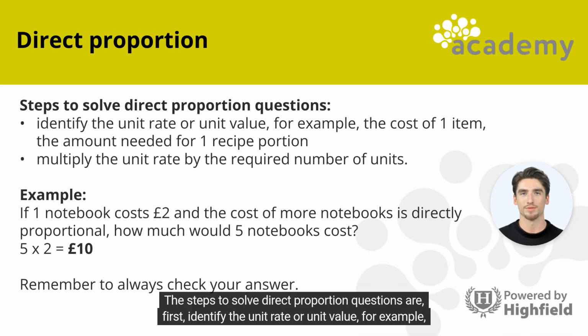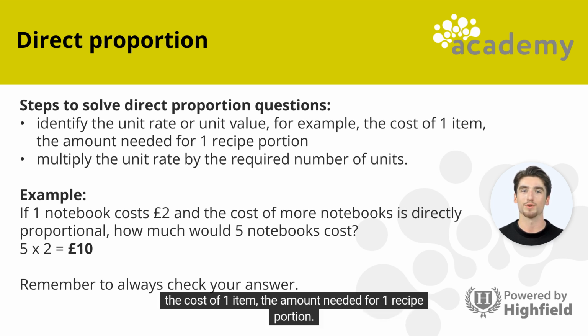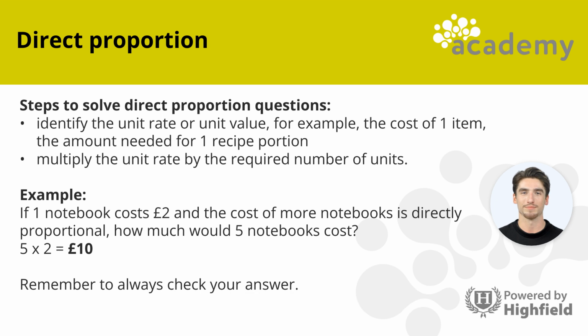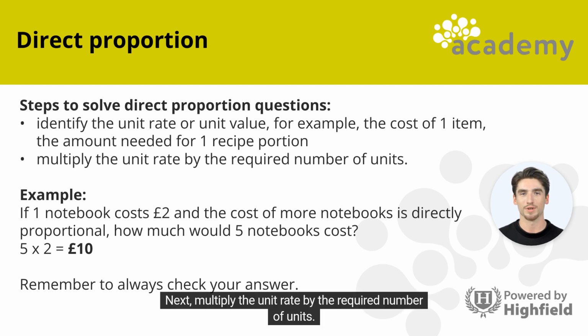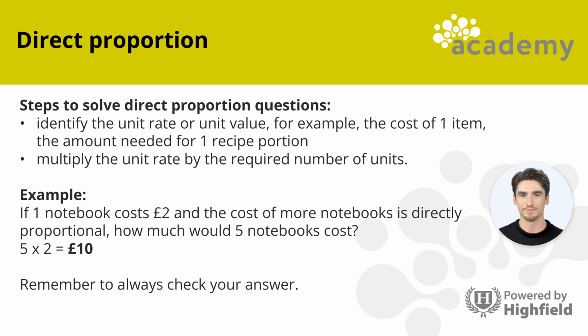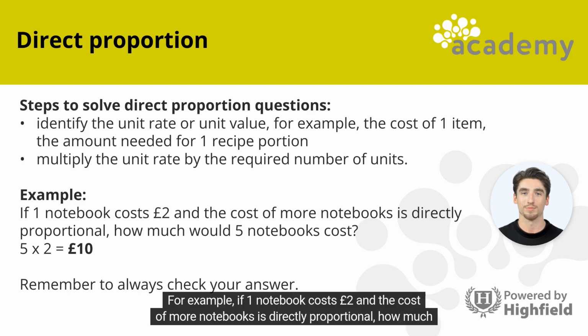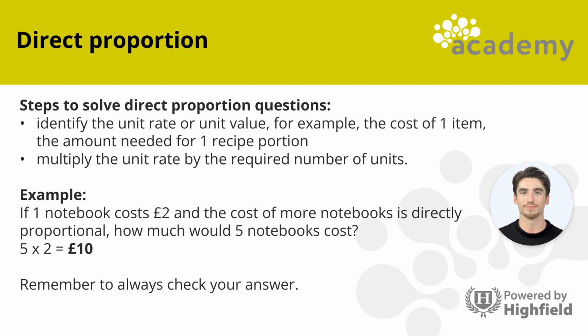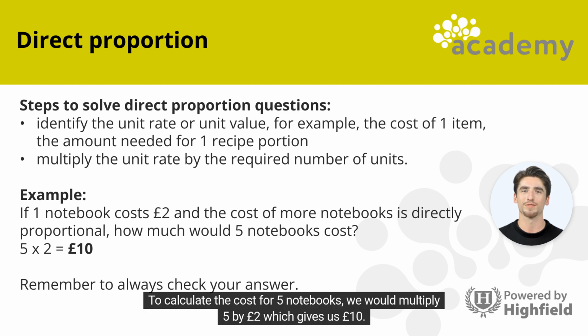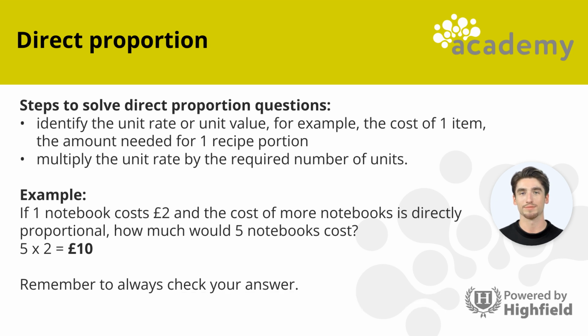The steps to solve direct proportion questions are, first, identify the unit rate or unit value, for example, the cost of one item, the amount needed for one recipe portion. Next, multiply the unit rate by the required number of units. For example, if one notebook costs £2 and the cost of more notebooks is directly proportional, how much would 5 notebooks cost? To calculate the cost for 5 notebooks, we would multiply 5 by £2, which gives us £10.